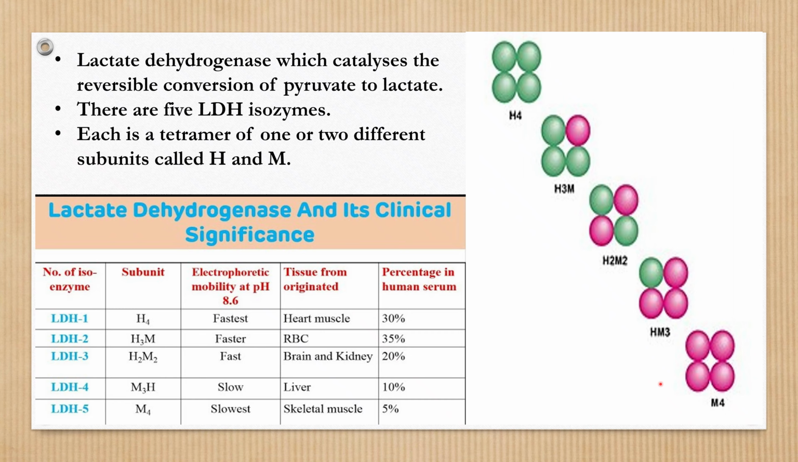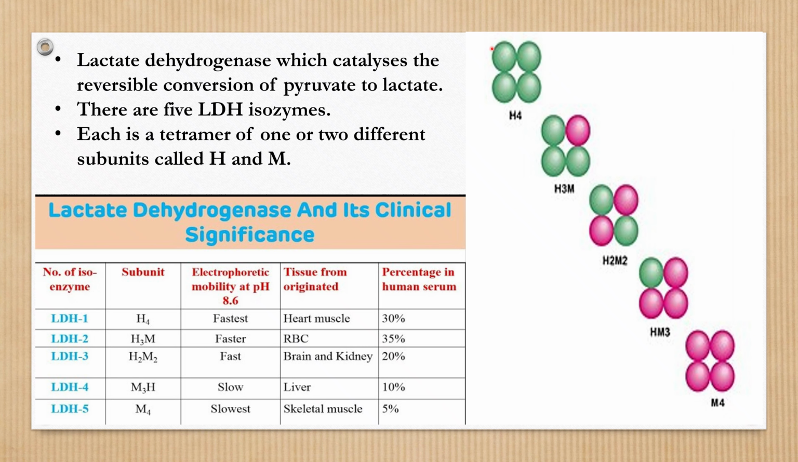isozymes of lactate dehydrogenase, and each of them is present in different tissues. H4, or lactate dehydrogenase 1, is present in heart muscles. H3M is present in RBCs. H2M2 is present in brain and kidney. M3H is present in liver. M4 is present in skeletal muscles.